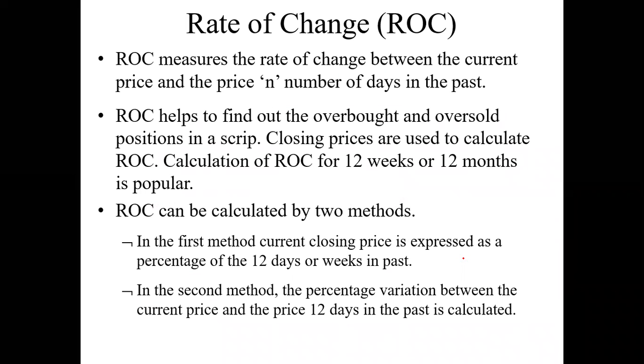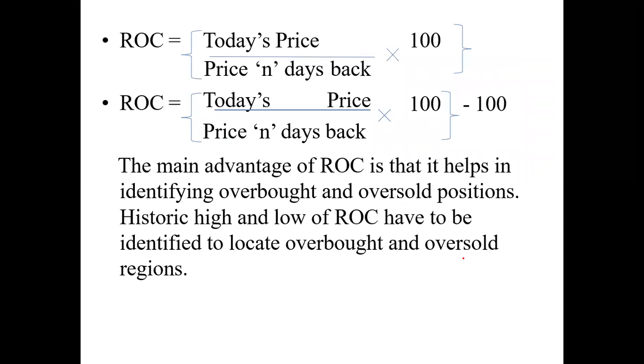Now coming to the next, the rate of change calculation. ROC, as we call it, measures the rate of change between the current price and the price a number of days in the past. It can be 12 weeks or 12 months. Here we can easily identify whether it is overbought or oversold by comparing prices. The formula is today's price divided by the price n days back, multiplied by 100, and then minus 100. One is the percentage method, ROC1, and the other is the ROC2 method.